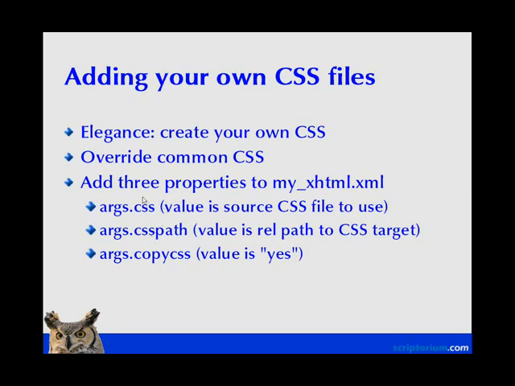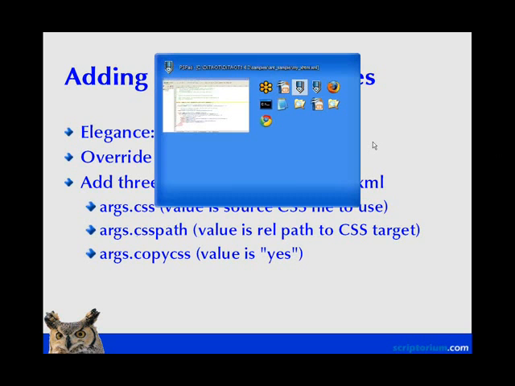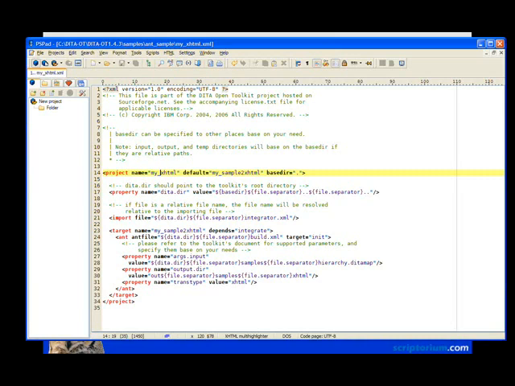And the first is args.css. When you find this property, you define this property and you specify which is the new CSS file that you want to use. The second property defines the path to, when you generate your output HTML, where that CSS file is stored. And the third one simply is a switch. This allows you to turn it on or turn it off. And so what you want to do here is just set it to yes, and this just ensures that this copy operation occurs.